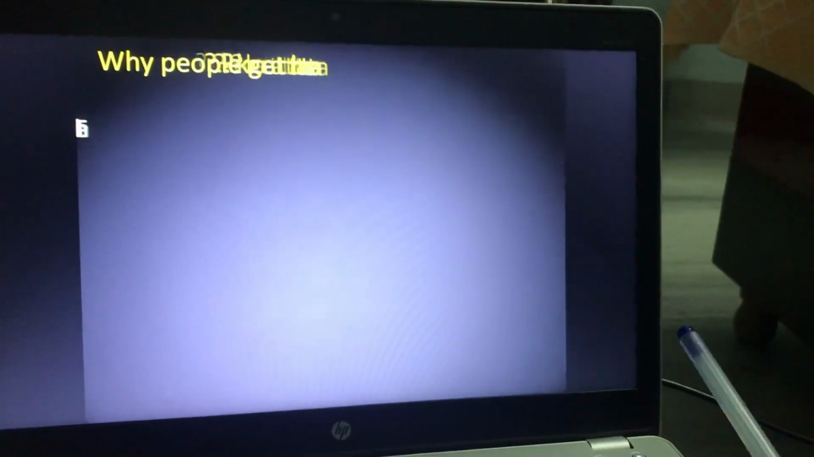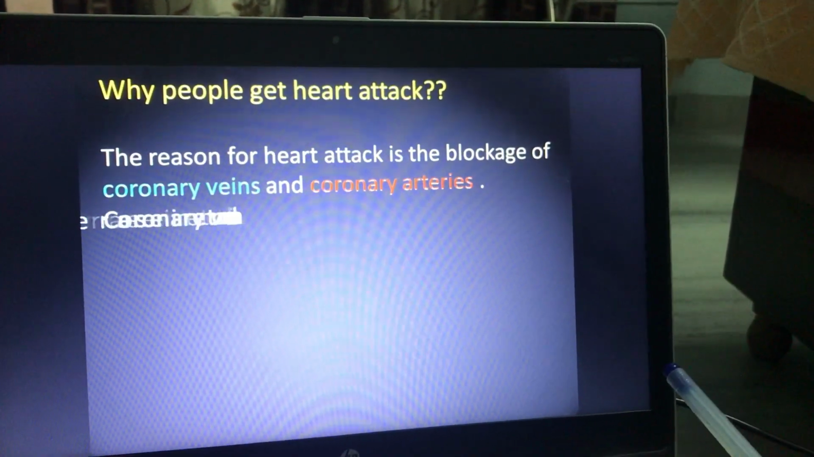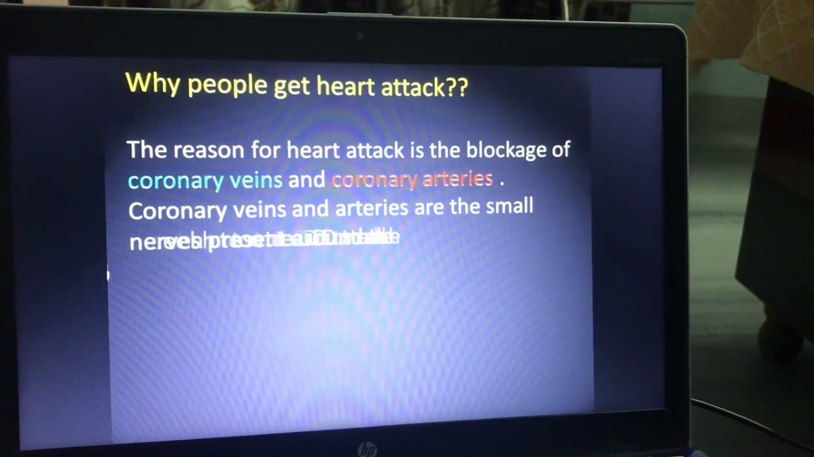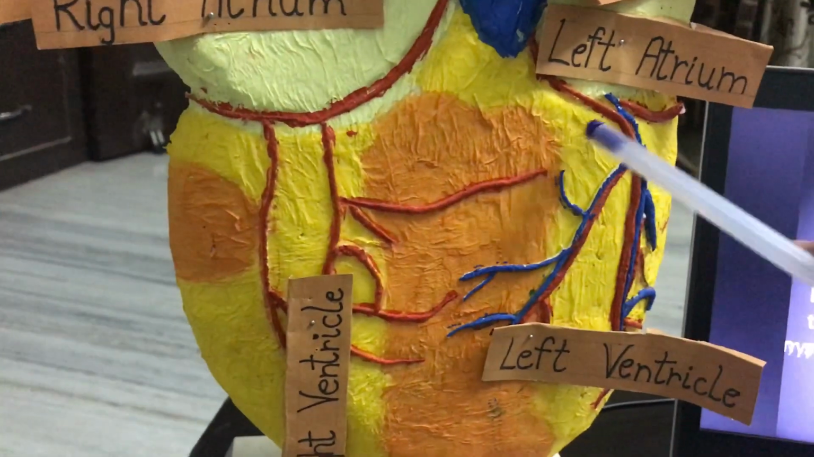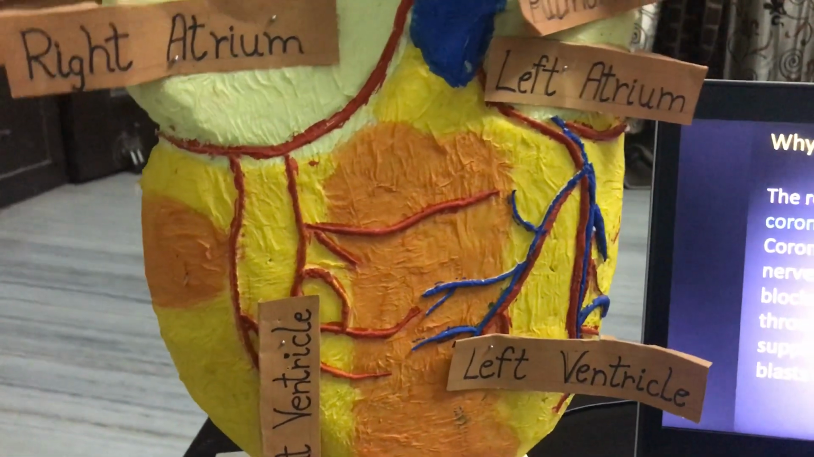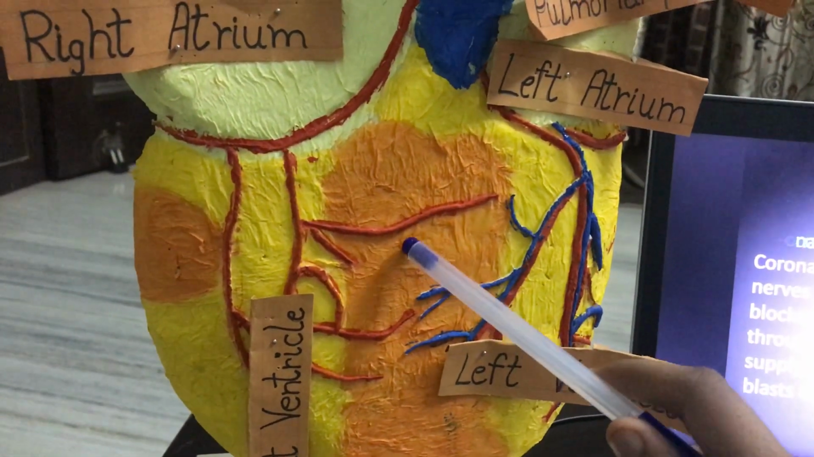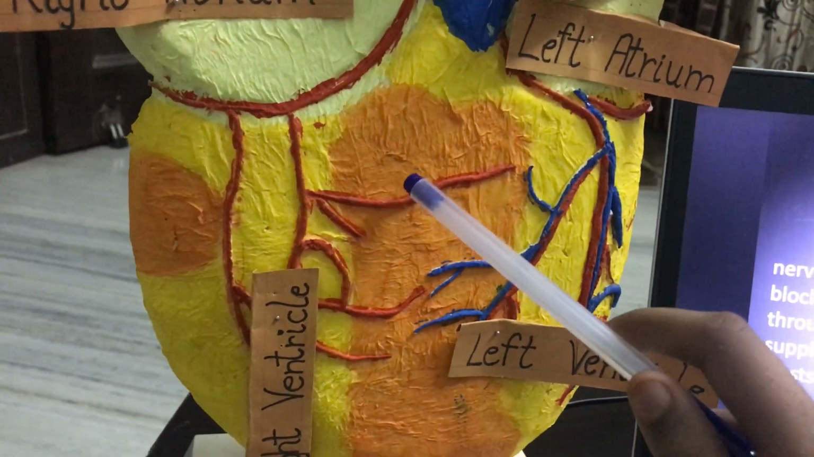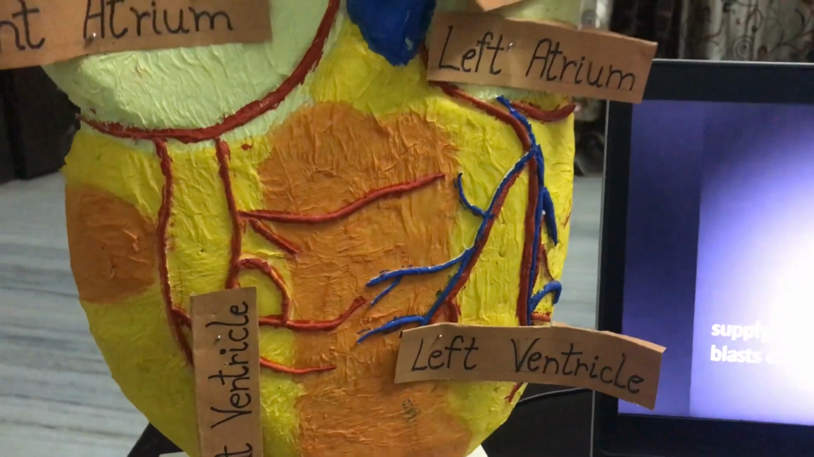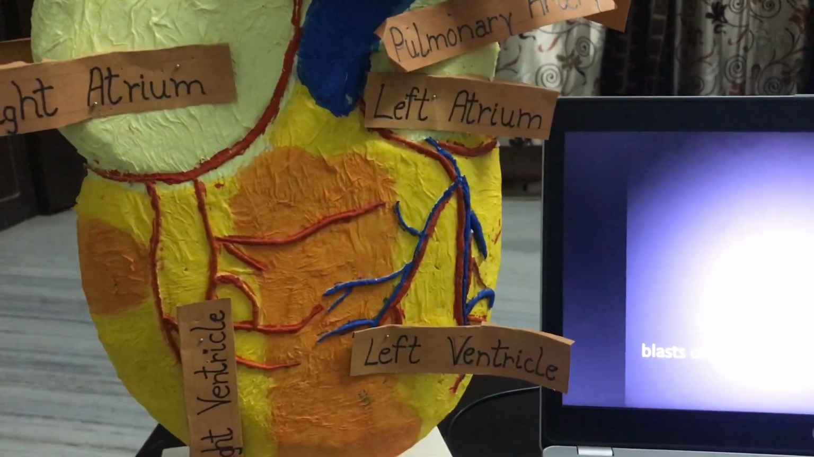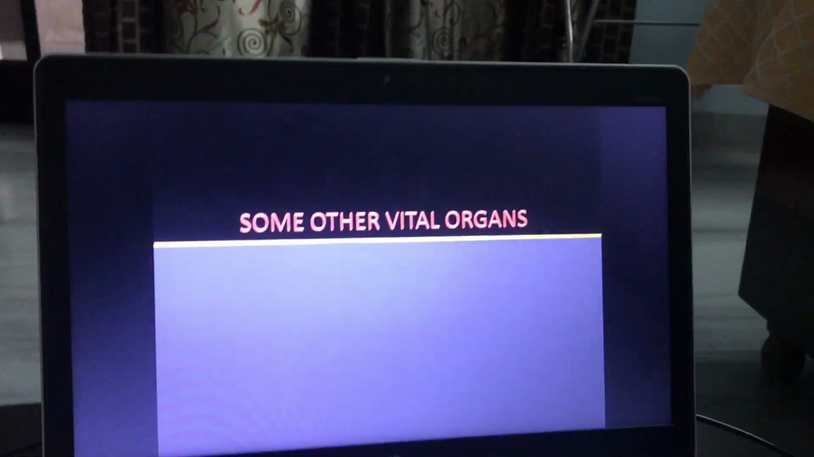So let us see why people get a heart attack. The reason is blockage of coronary veins and coronary arteries. Now what are coronary veins and arteries? You may have noticed on this the small veins, small arteries. These are known as coronary arteries and veins. They are so thin that if protein gets embedded or stored in these, they just blast out due to the pressure of blood. As you know, blood flows with great pressure in our body. So if they blast out, a person gets a heart attack. So this is the main reason for heart attack.